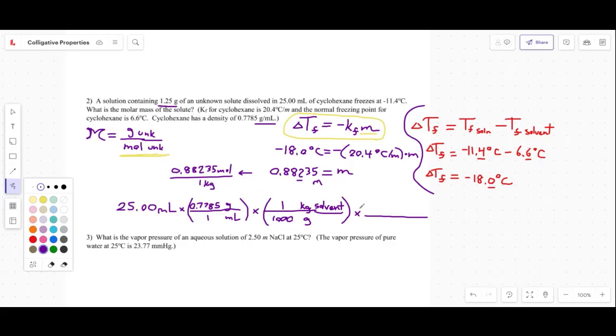Now you could use the equation molality is equal to moles over kilograms, but as you can see, using it as a conversion factor does actually save you a few steps. It kind of streamlines it, makes it a little bit more user-friendly, I think. But feel free to do it whatever way makes the most sense to you.